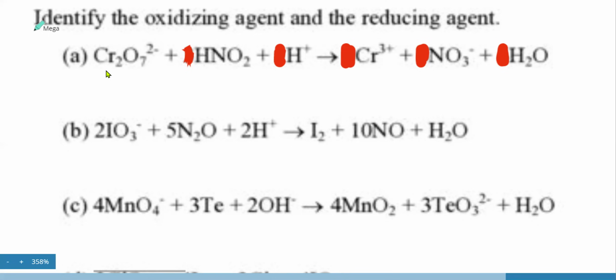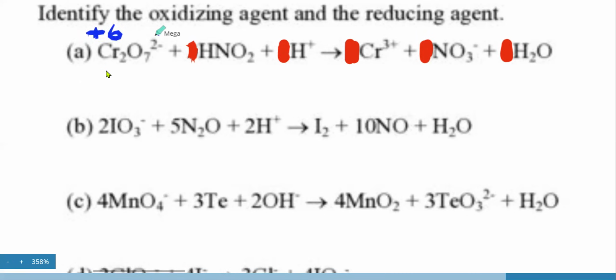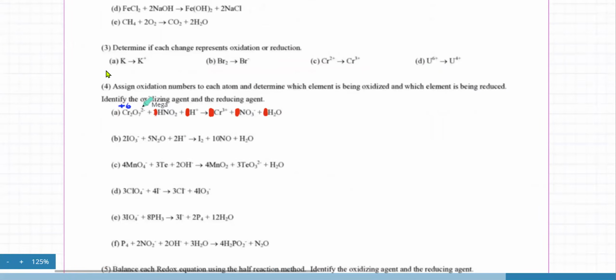Is it 12? Yeah, but that's 2 Cr. 2 Crs are 12, right? Oh, so it's 6. Because the Cr is plus 6, right? Yeah. Now, let me sort of. Okay, Cr is plus 6, right?